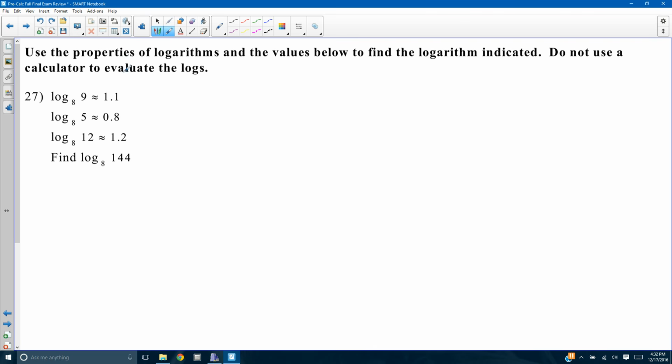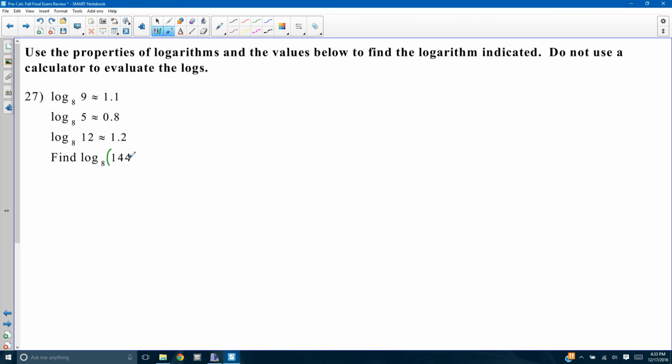Number 27, use the properties of logarithms and the values below to find the logarithm indicated. Do not use a calculator to evaluate the logs. So if you're given this set of 3 things right here, and these are approximations of the actual logs, let's use these rounded values to find out what it is they want us to find out. Log base 8 of 9 is this. Log base 8 of 5 is this. Log base 8 of 12 is this. Let's find the log base 8 of 144.